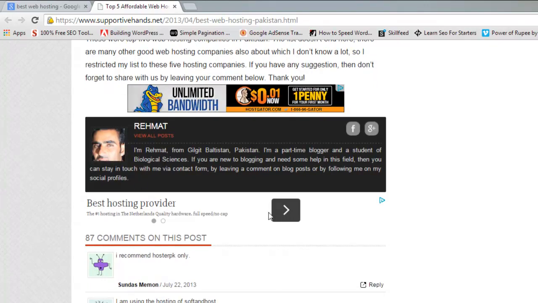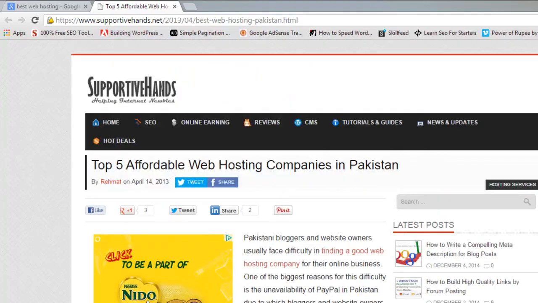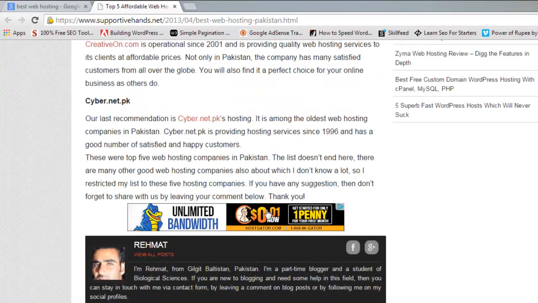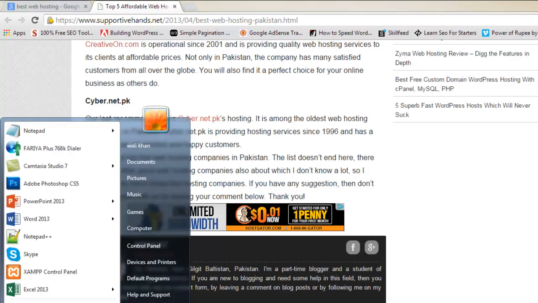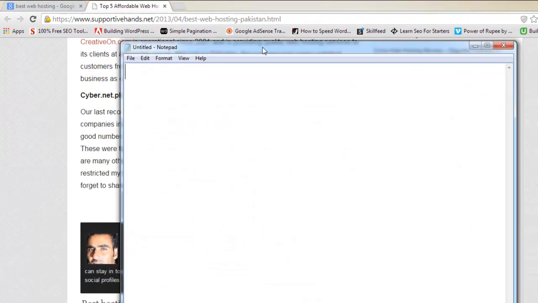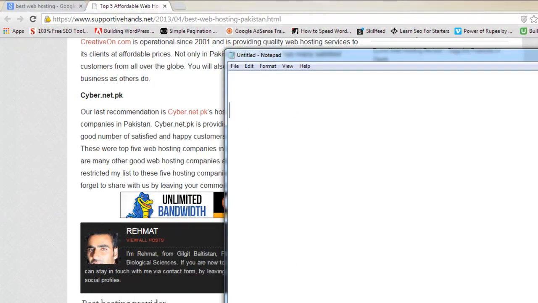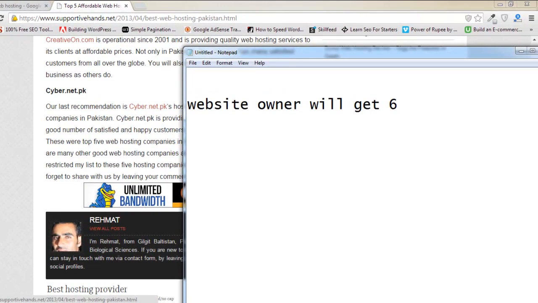So if someone clicks this, the person will get money. If a visitor clicks this ad, like if I click this ad, the owner of this website, Google actually shares 68% with this person. I mean, when someone clicks the ad on this Google AdSense website, the website owner will get 68% of the revenue, and Google will get 32%.